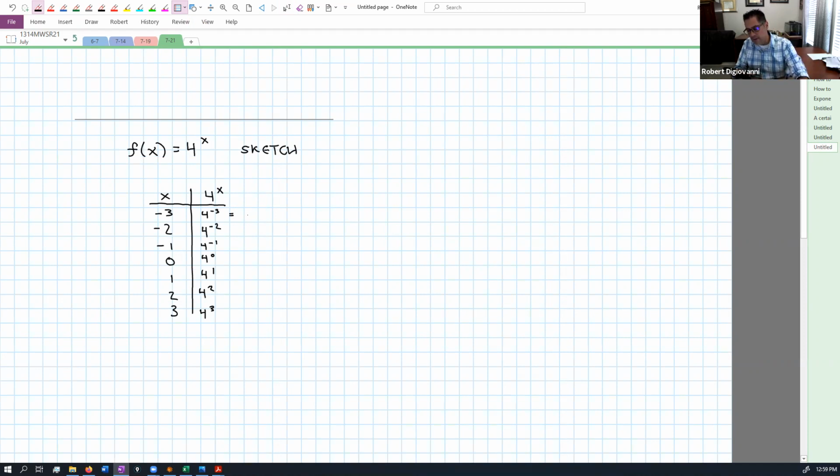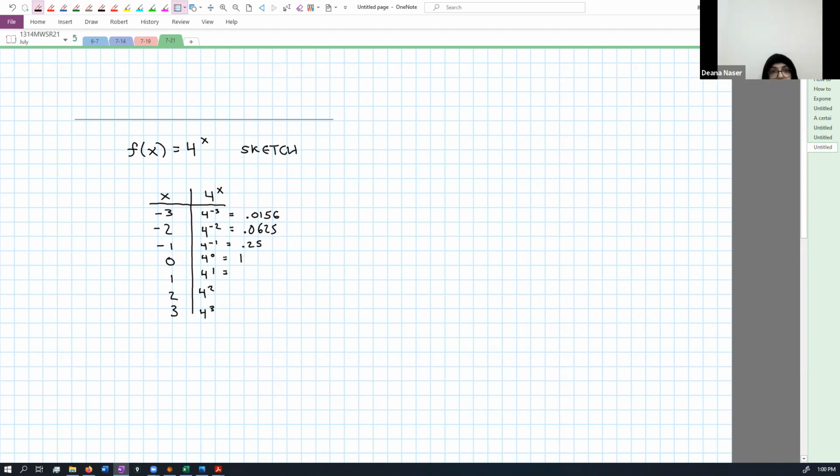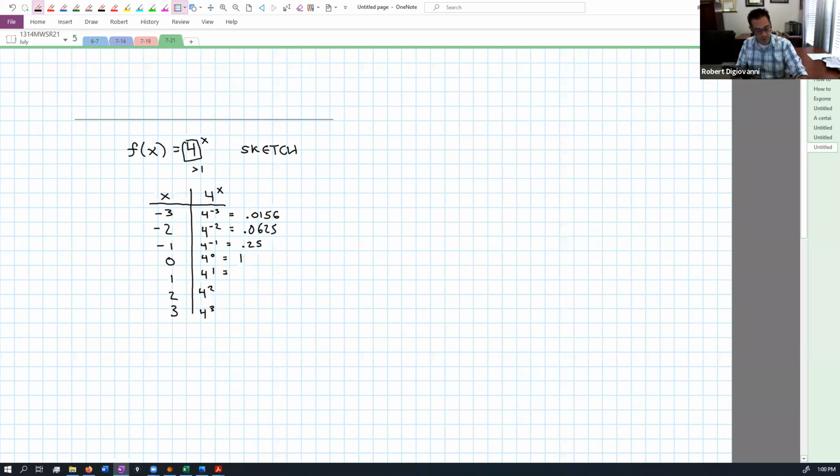So this one I get 0.0156. Here I get 0.0625. By the way, is this sketch going to be exponential growth or decay? Is this growth or decay? Growth, because a is 4, right? The base is 4. That's bigger than 1. This should be growth when we graph it. 4, 16, 64.